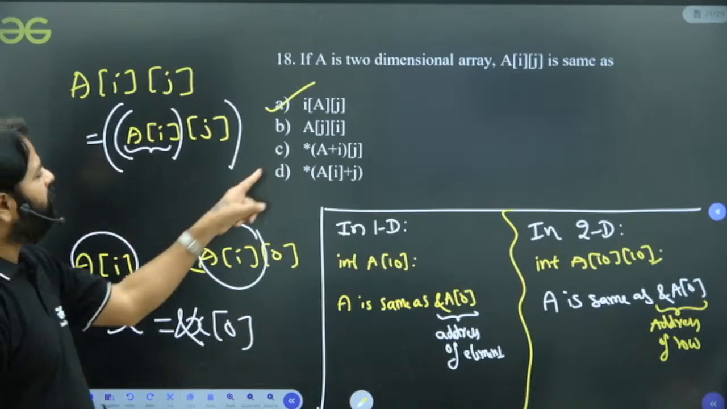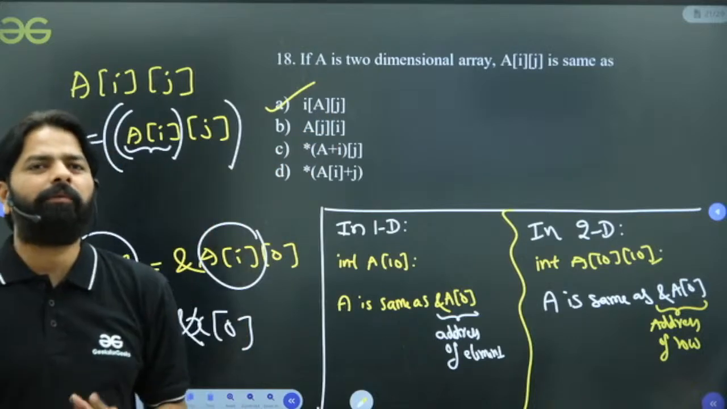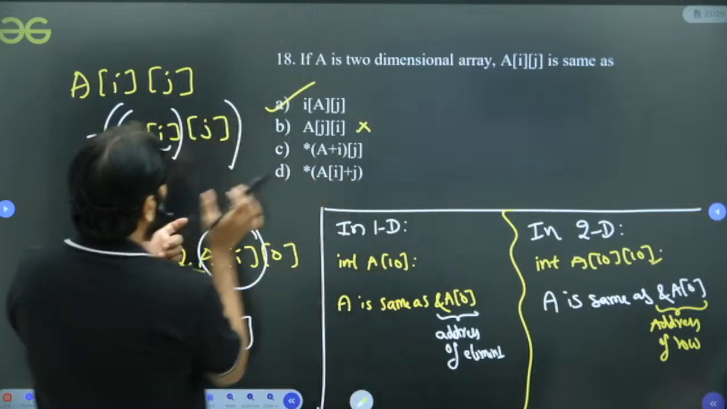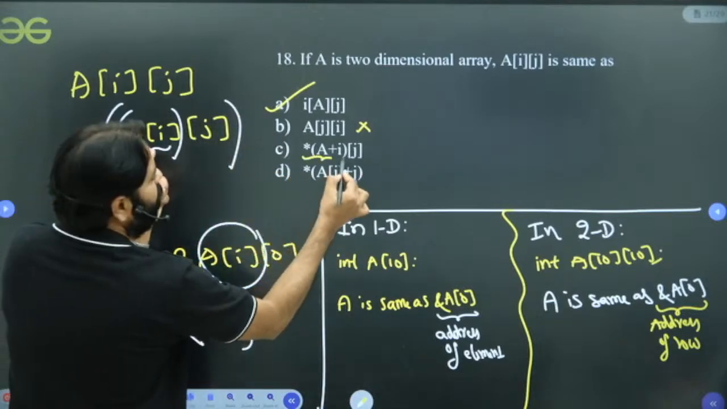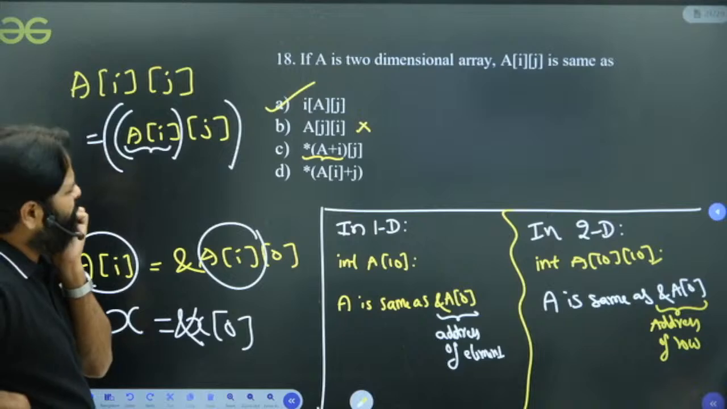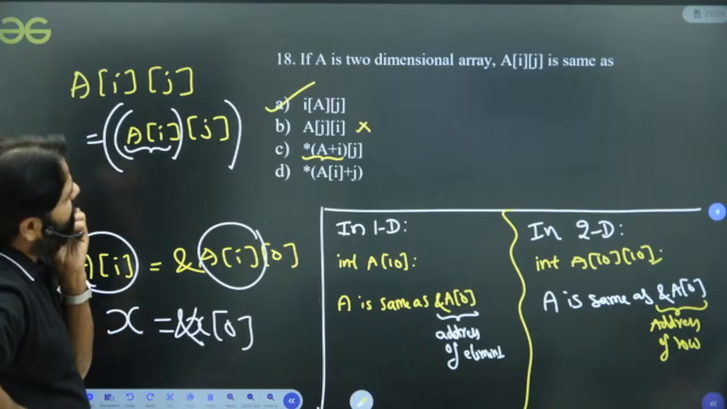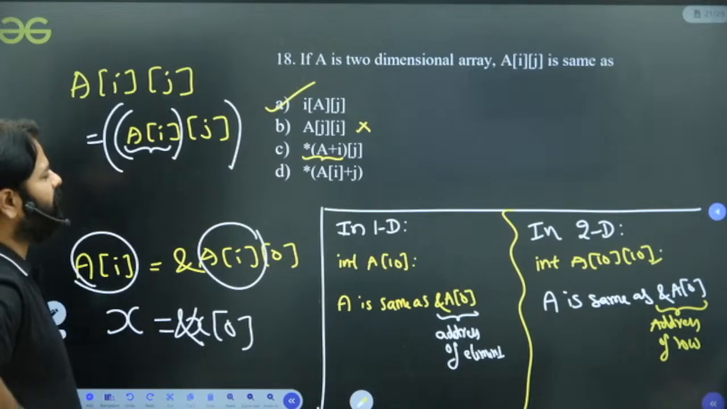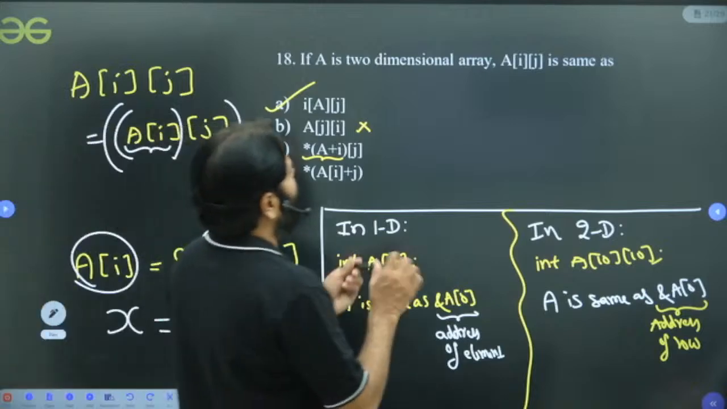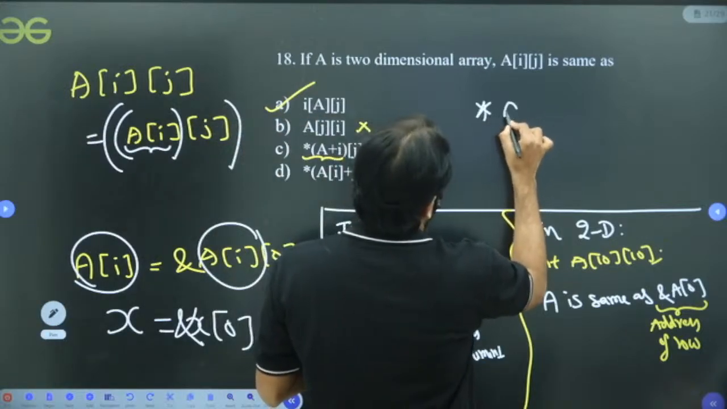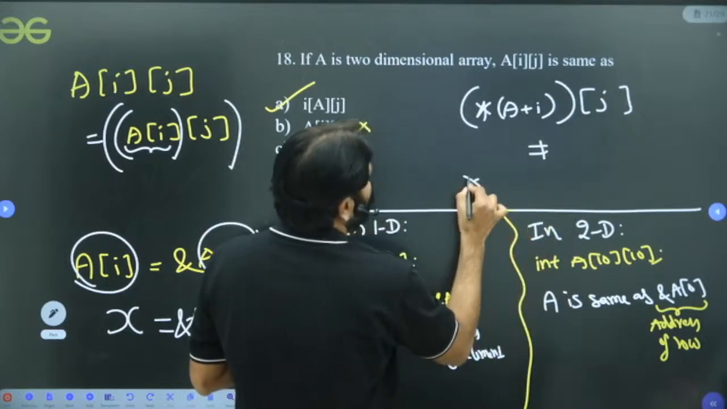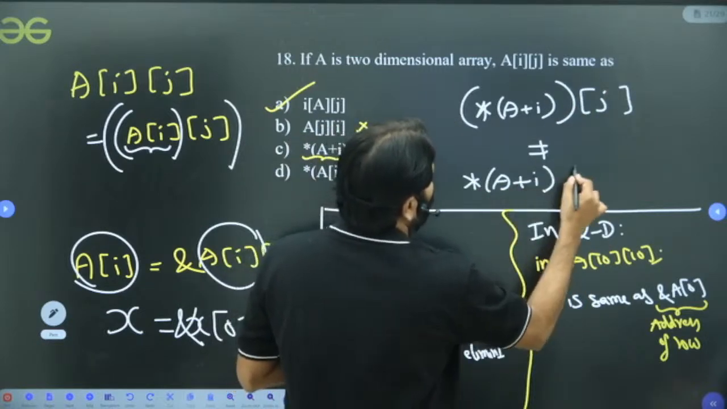No. You cannot switch that i and j. Why have you written ABC? No. But this one is fine, right? a of i you can also write star of a plus i, but will it evaluate first? Let me check what's happening here. There's some problem with this. Can anybody identify that? Star a plus i of j is not equal to star of a plus i of j.